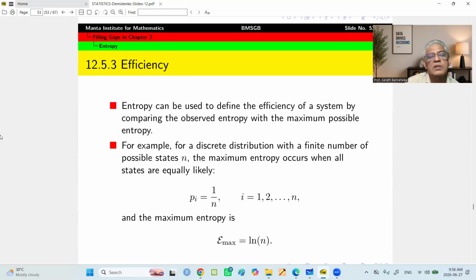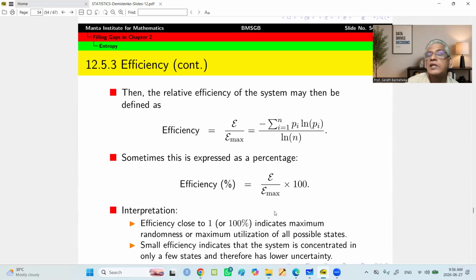as the relative entropy of the system relative to the maximum entropy of that system. For example, consider a discrete distribution with a finite number of possible states. The maximum entropy occurs, as we showed a few minutes ago, when pi is equal to 1 over n, and the maximum entropy is log n. So the relative efficiency of the system is the entropy of the system divided by the maximum entropy that can be obtained, and it's going to be like this. Sometimes it is expressed as a percentage. In that case, you multiply it by 100 and say percent.